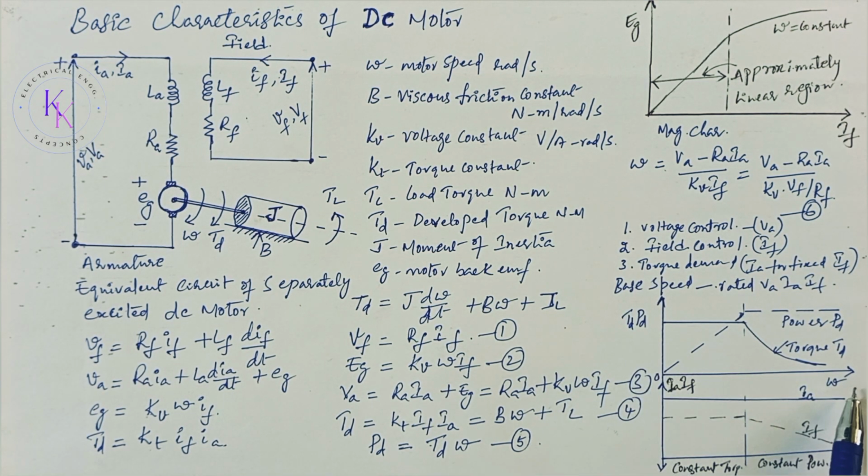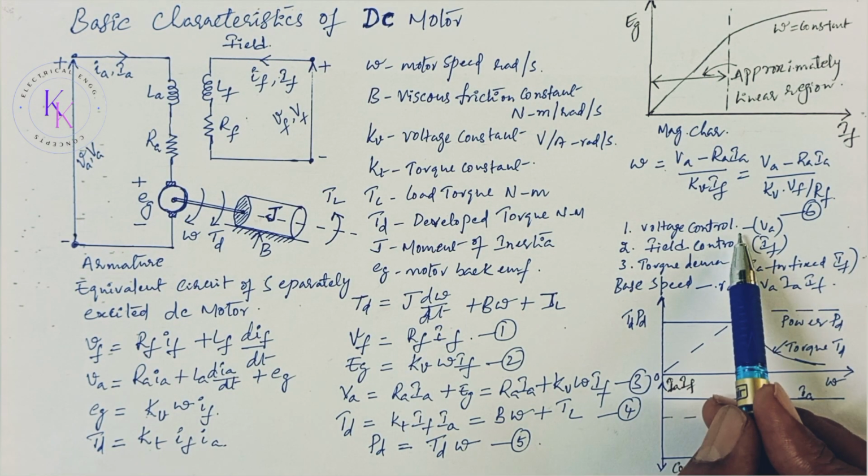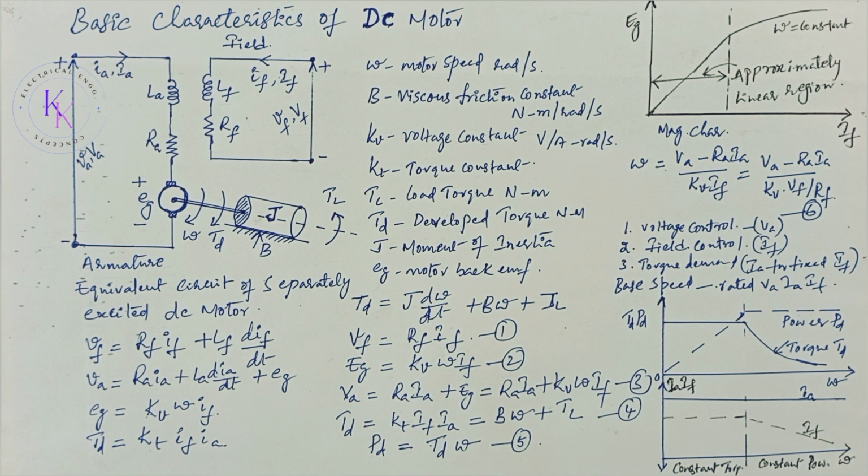First one is speed versus torque developed and power developed. And second one is speed versus the armature current and the field current. So this is the region where the torque is constant, and this is the region where the power is constant. In practice, for speed control below the base speed, where IA and IF are constant, we need to go for voltage control. When the speed is higher than the base speed, the armature voltage is maintained at the rated value, and the field current is varied to control the speed. However, the power developed by the motor remains constant in this region.